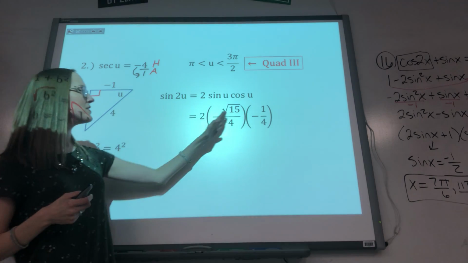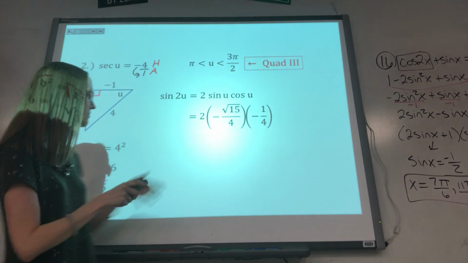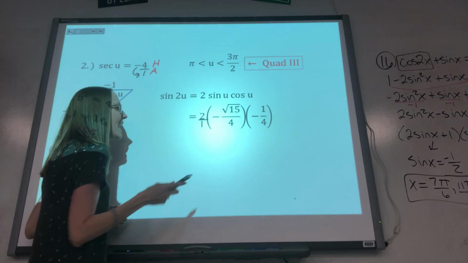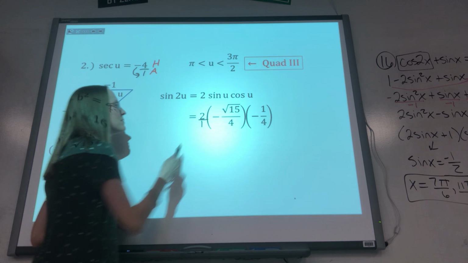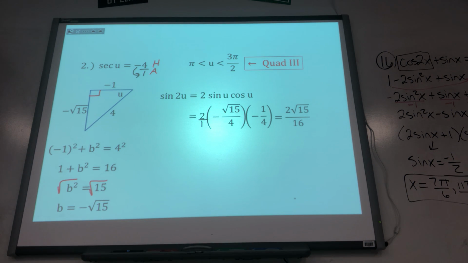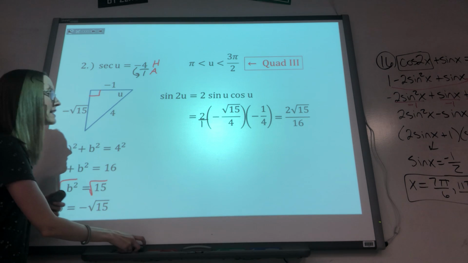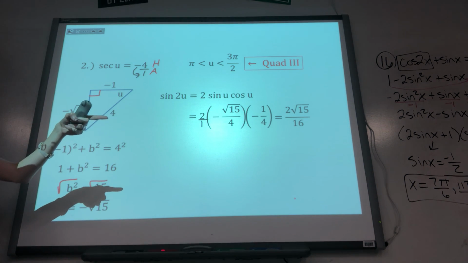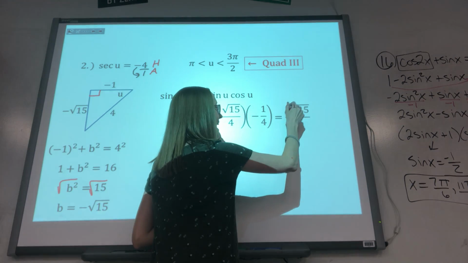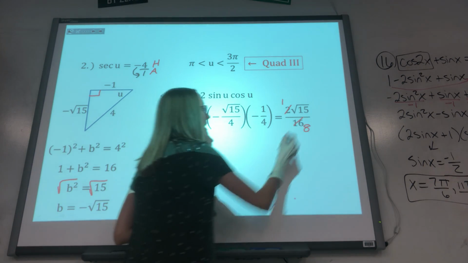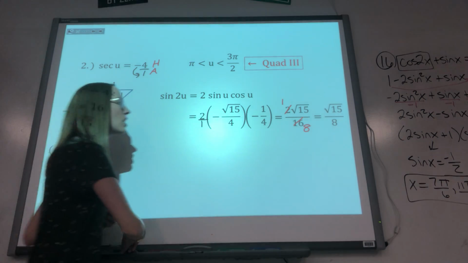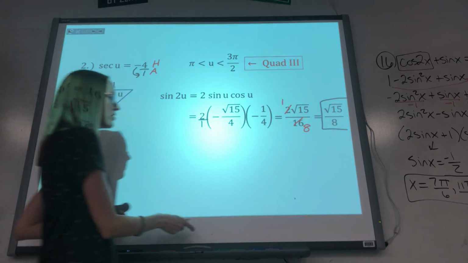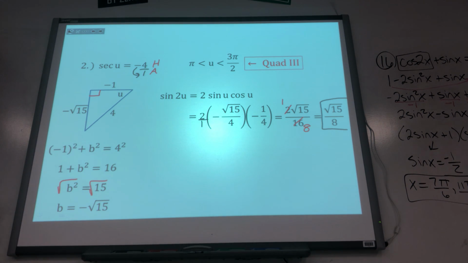Now, I do know that my answer here should be positive. A negative times a negative is a positive. And when you take 2 times square root of 15, you can't really combine those very well. You just have to leave it as 2 square root of 15. But anybody see something else I could do to that fraction? Yeah, we can reduce. Divide by 2 on top and bottom. So if you're working ahead, that's fine, but double check that you reduce that. It should be square root of 15 over 8.